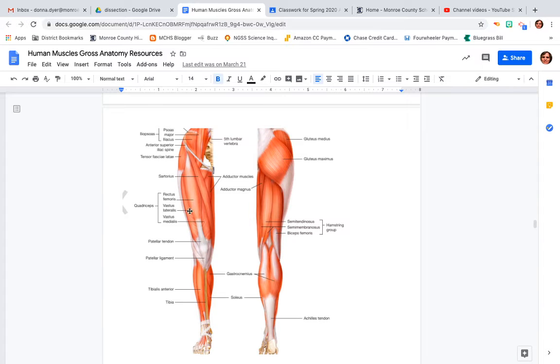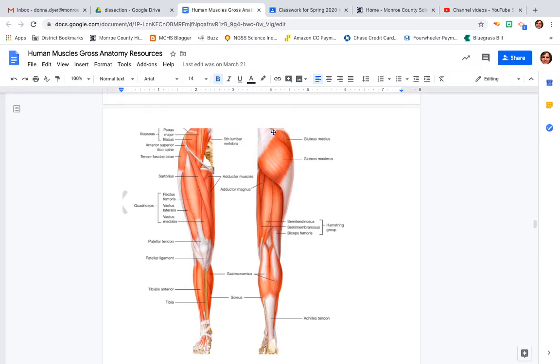So on an anterior view of the leg, you can see the quadriceps, the rectus femoris. You can see the tibialis anterior very easily. You can see the sartorius, that strip going down here. You can see some of those adductors, like the adductor magnus and the adductor longus. You can see the tensor fascia lata here on the hip. The iliopsoas, which is made of the psoas major and the iliacus, which are these two right here.